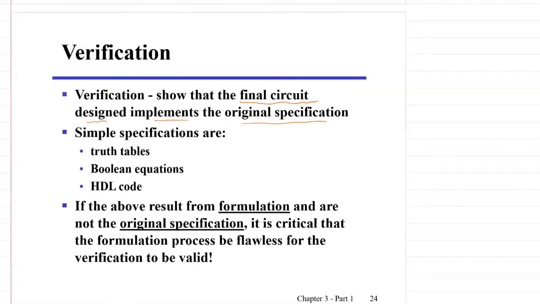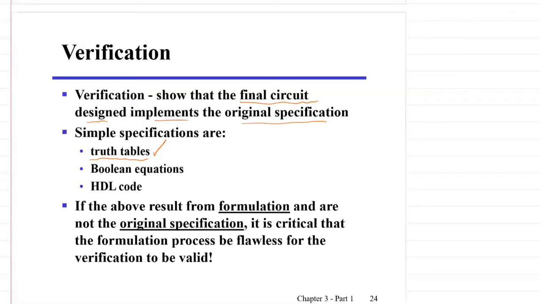There are some simple verification approaches which could be done referring to the specification that we had. We can refer to the specifications in the form of truth tables. Initially we had the specification in the form of a truth table. Once we are done with the design of the circuit, we can obtain the truth table for the designed circuit and then compare these two with each other. In terms of Boolean equations, we may also have received the specifications, or maybe in the form of HDL code.